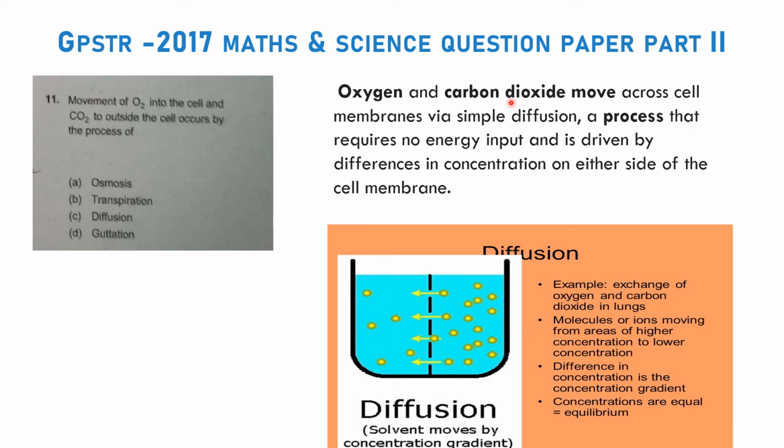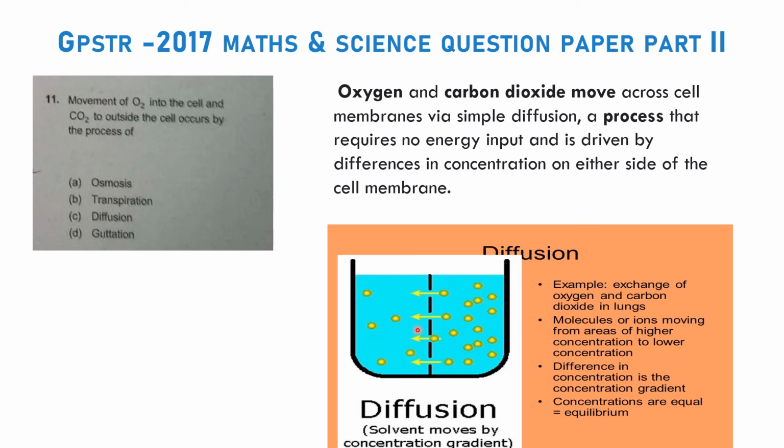Oxygen and carbon dioxide move across the cell membrane via simple diffusion. Therefore, the answer is diffusion. With the help of diffusion, the movement of oxygen and carbon dioxide takes place easily. It is a process that occurs with no energy input and is driven by the difference in concentration on either side of the cell membrane. Diffusion does not involve any energy. When there is a difference in the concentration of gases, diffusion can occur very easily.